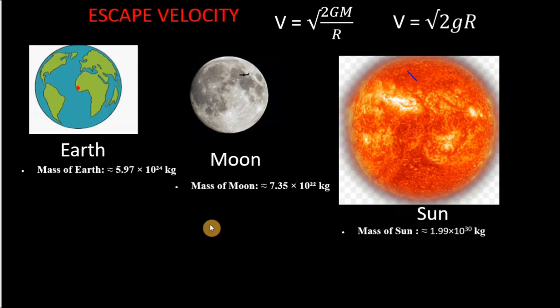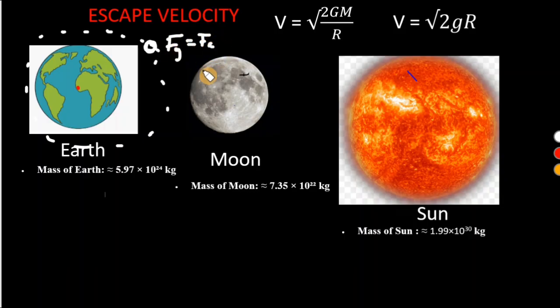So if we have an object that is to revolve around the Earth, for this to be possible, the gravitational force should equal the centripetal force, so that we have V equals root GM upon r, so that this becomes the orbital velocity.